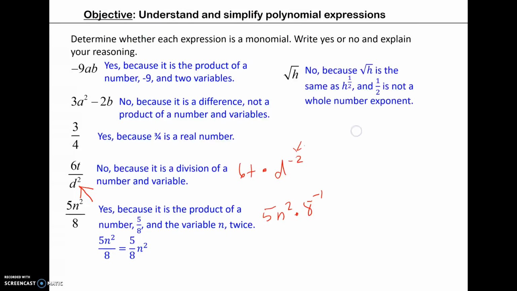Nope. If you were to rewrite this, this is the same as h to the 1/2 power. Remember our square roots? 1/2 power, it's a variable, but you have to have a whole number exponent. 1/2 is not a whole number. And the last one.